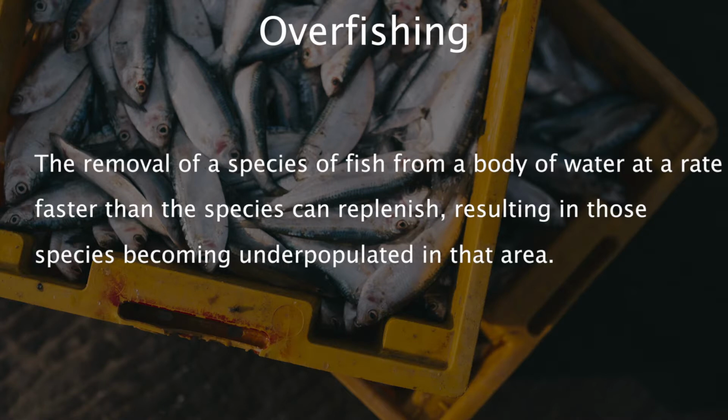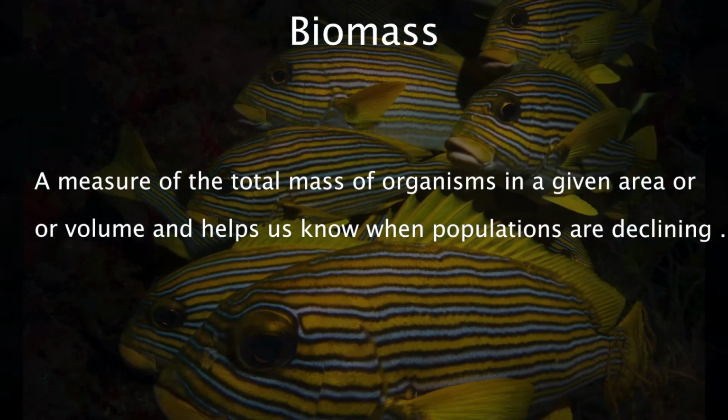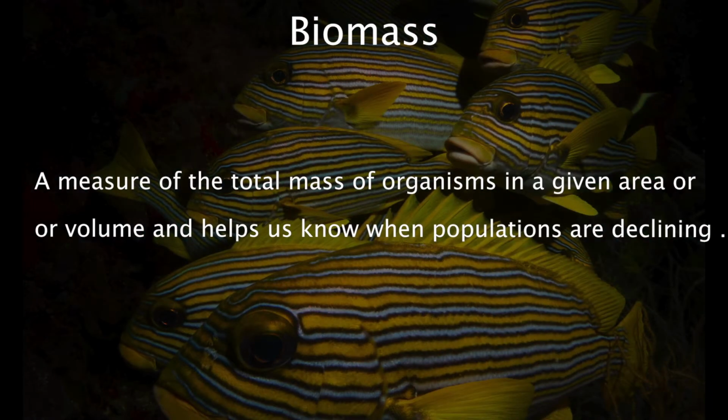Overfishing is the removal of a species of fish from a body of water at a rate faster than the species can replenish, resulting in those species becoming underpopulated in that area. Fish stock are subpopulations of a particular species of fish that are generally isolated from other populations and are therefore a significant population in their area. And biomass is a measure of the total mass of organisms in a given area or volume and helps us know when populations are declining. Alright, I think we're ready, so let's get into it.